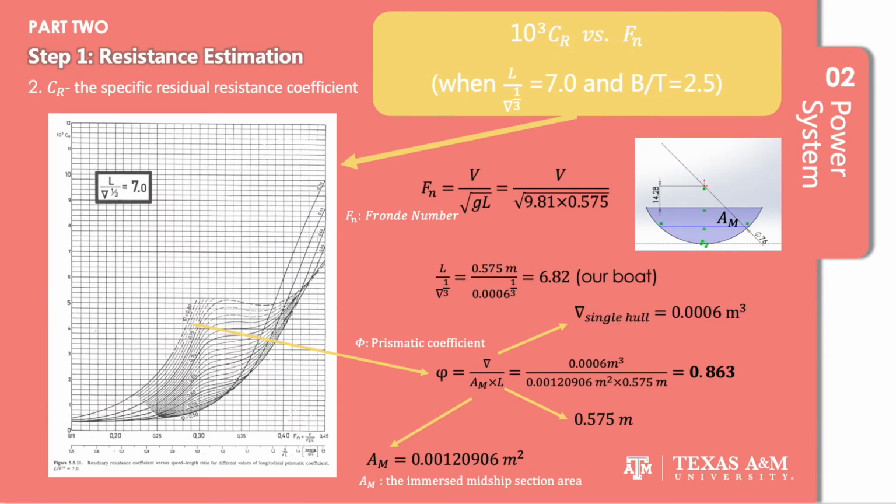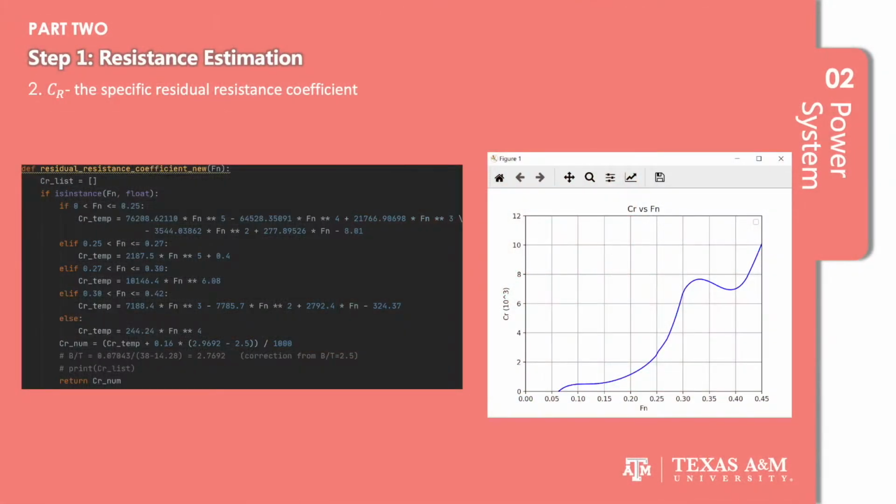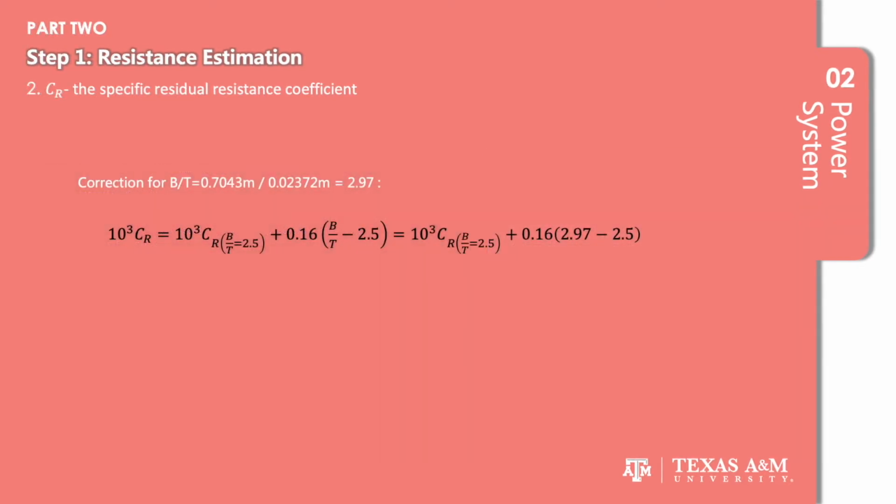According to a professional document published by Gottheimer and Harvard, the residual resistance coefficient CR has been expressed as a function of Froude number and the speed-length ratio. From referencing all the given curves, we have generated a new graph, which is based on several piecewise fitting polynomials by tracing a series of points. The result we have is for when the speed-length ratio is 2.5, so we have to apply a correction formula in order to get the true value when the ratio is 2.97.